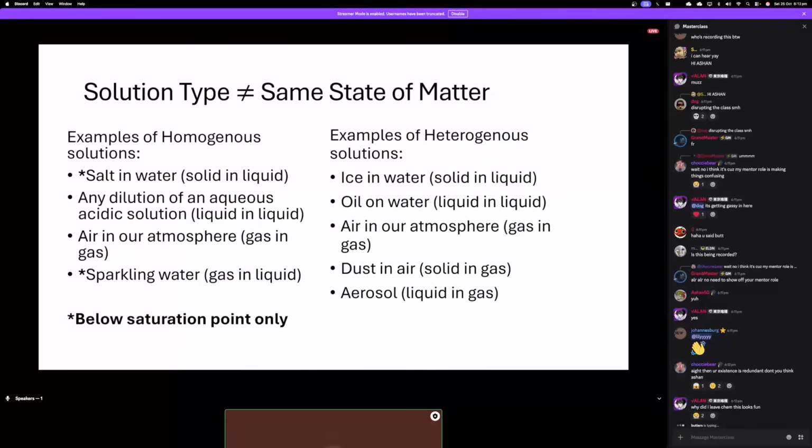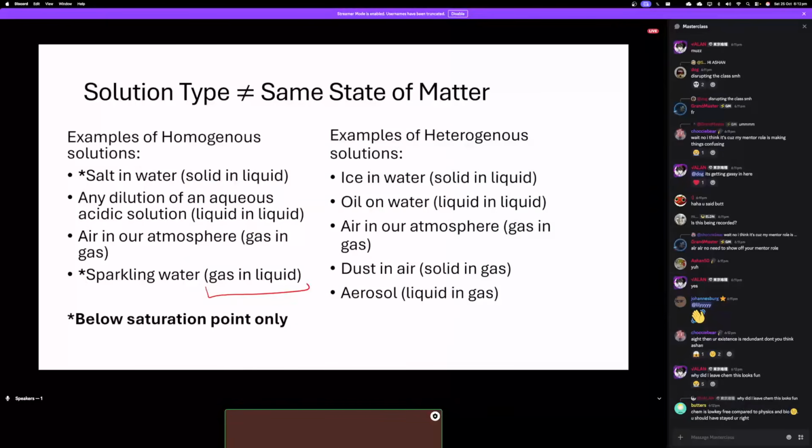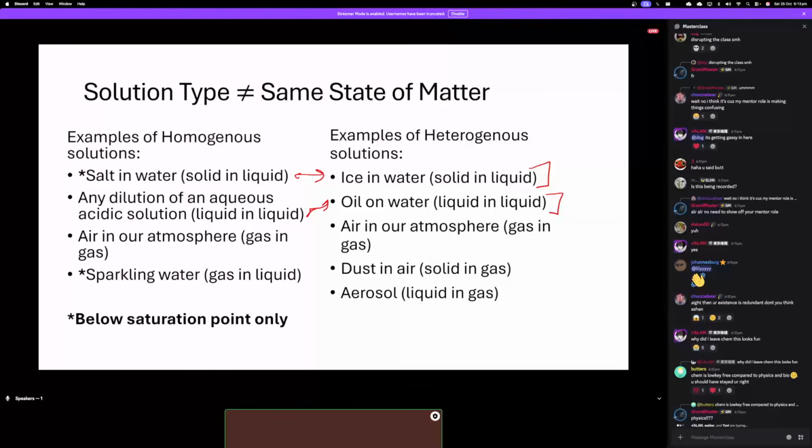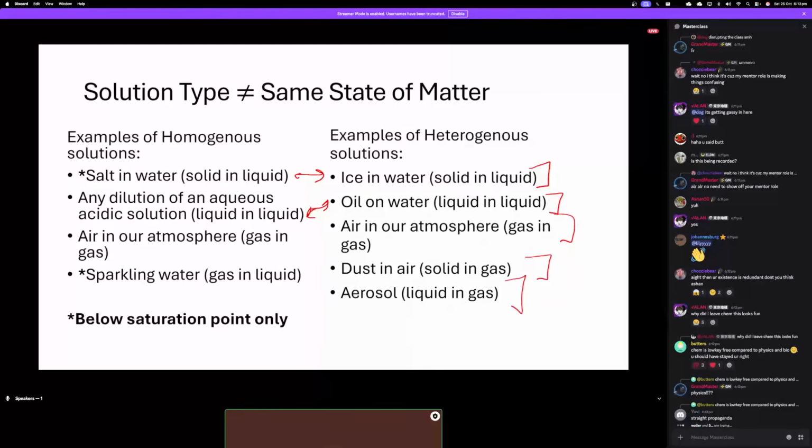So the solution type and state of matter can be different things. For homogeneous, I'm showing different examples. We have a solid and a liquid, a liquid and a liquid, gas and gas, and gas and liquid, right? And for heterogeneous, we can still have solid and liquid. Again, these can be either one. Liquid and liquid, these can be either one. Gas and gas, either one. Solid and gas, liquid and gas, etc. Right?